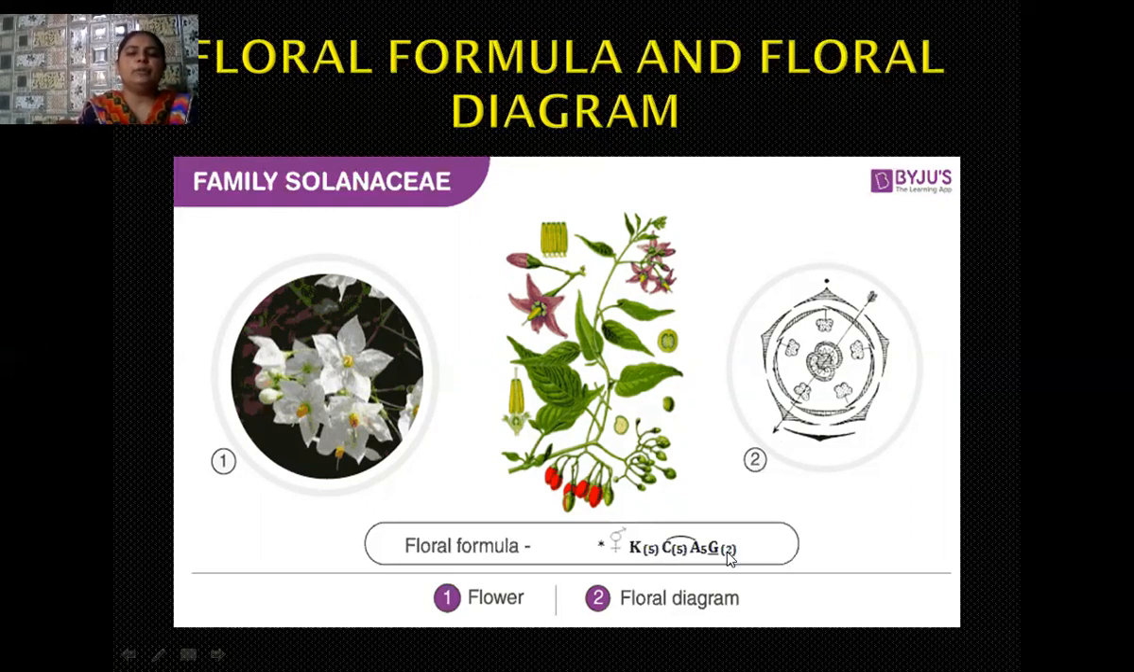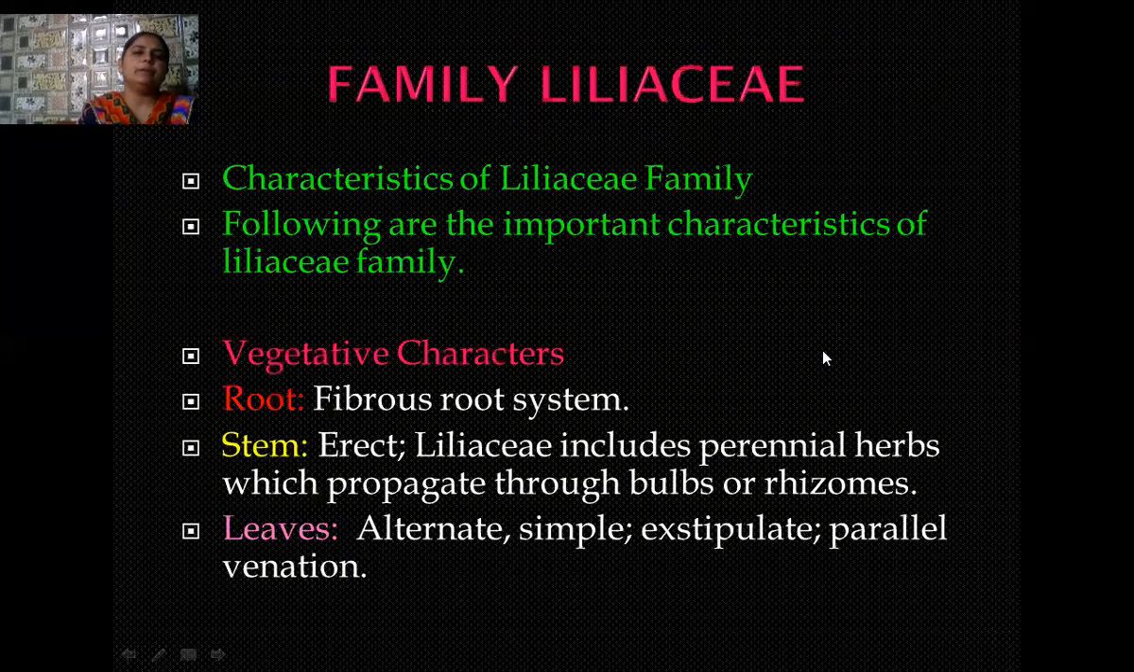Gynoecium, bicarpellary ovary is there, and this ovary is a superior ovary. And this superior ovary is actually present in the hypogynous flower. See the floral diagram. How many sepals are there? 5. Then 5 petals are also there. Then androecium, they are fused with the petals, the epipetalous condition. And ovary is bilocular ovary.